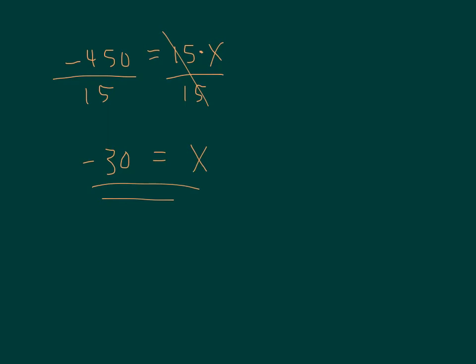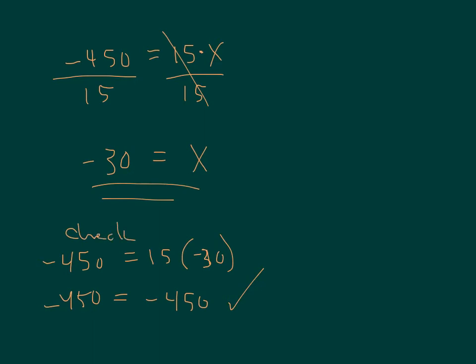Now I've been a little slow to just go back and double check, but to substitute in your answer would be a great way to see if you are correct. Is 15 times negative 30 negative 450? It is. Negative 450 equals negative 450. Good. So this is our check. This is our final answer.